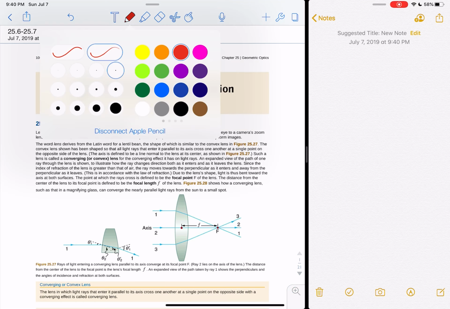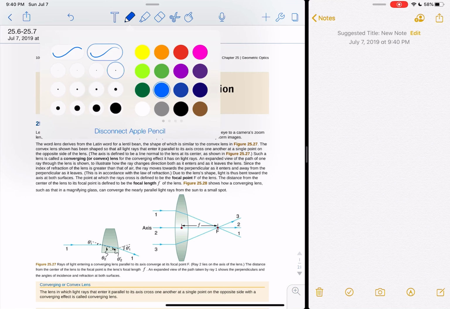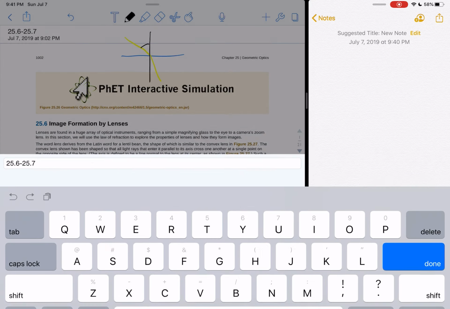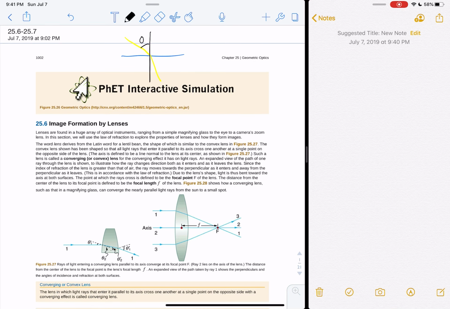Secondary, if you have water or something like that and you're going from air to water, you're going to have a light ray come in and get refracted. And again, the first thing you want to do is draw that line there. And there's your incident angle.